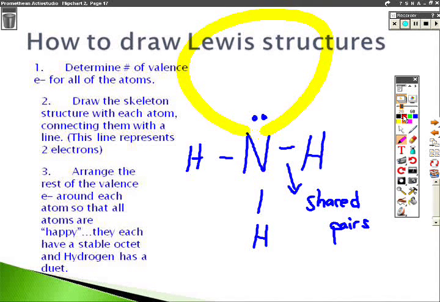Lone pairs bend molecules. Lone pairs right here bend electrons. They bend a molecule. They push down on these right here. Okay, so there's shapes involved. We'll talk about that later, and it actually bends this one down too. But that's another time.